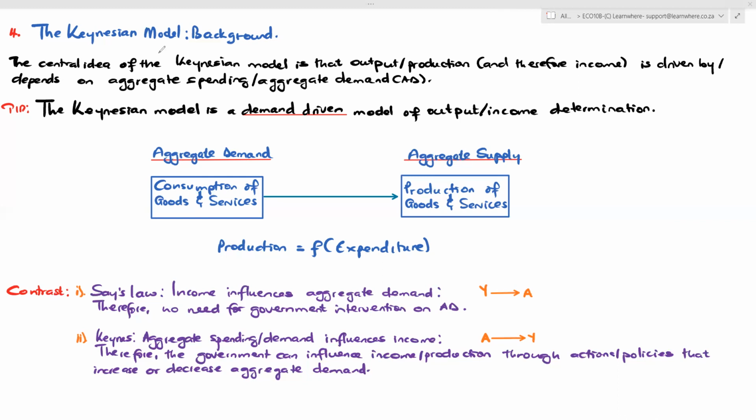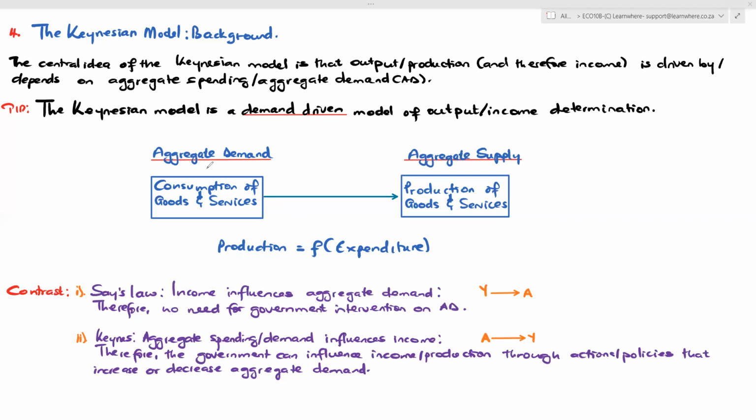Okay, so the central idea of the Keynesian model is that output or production, and therefore income, depends on aggregate spending, or aggregate demand, rather than what Say's law is saying. So you can see the Keynesian model is basically moving from the opposite direction from which Say's law is coming from. Say's law is saying that first of all, you've got production and then you've got demand. But the Keynesian model is saying, first of all, there has to be demand before production. So the Keynesian model is basically a demand-driven model, meaning first of all, there is aggregate demand.